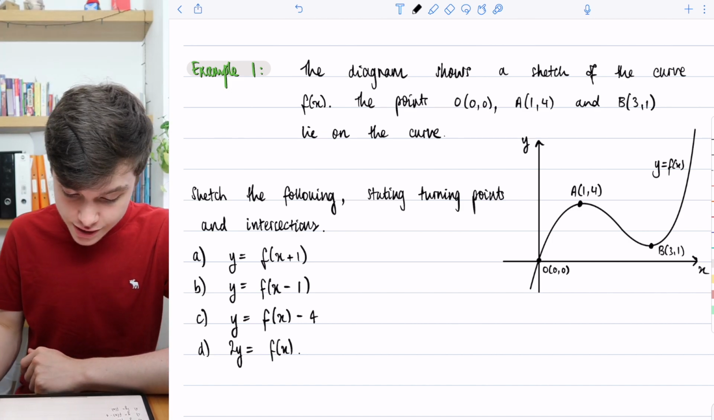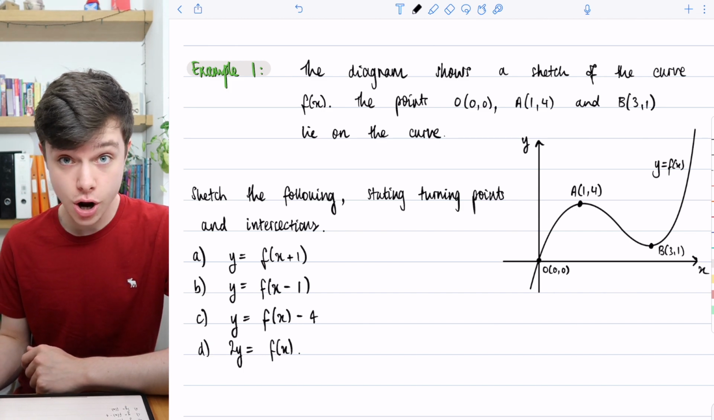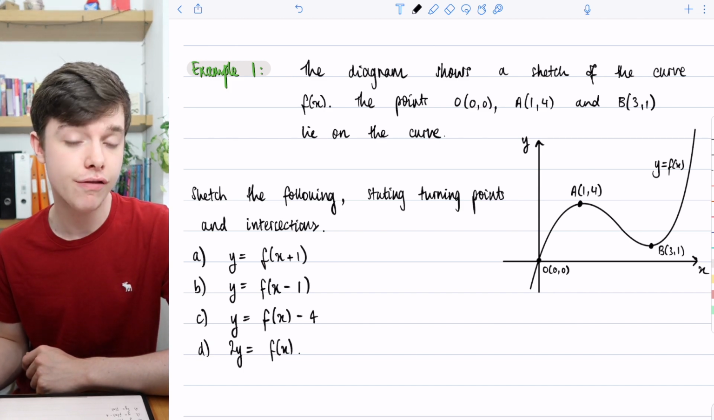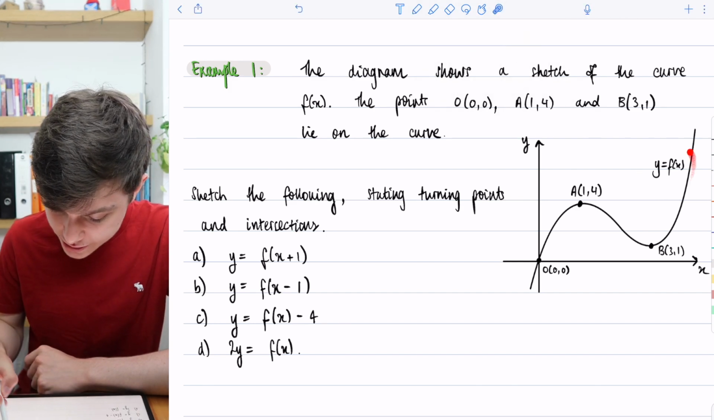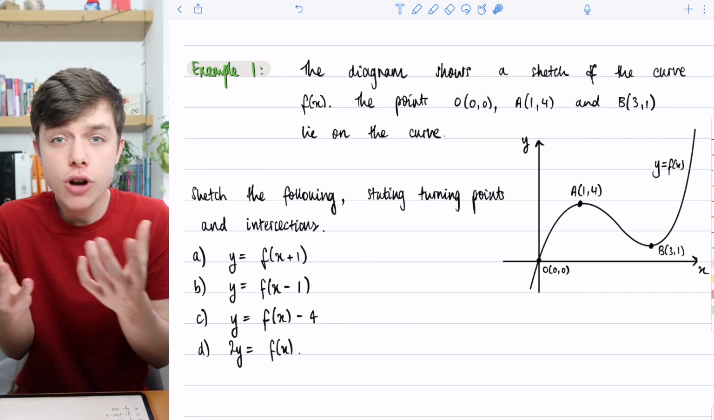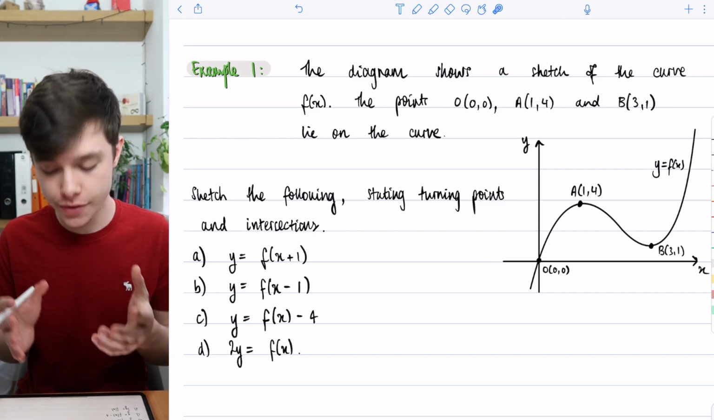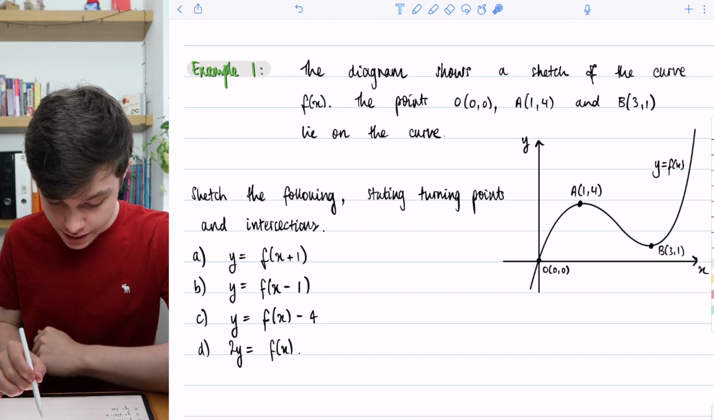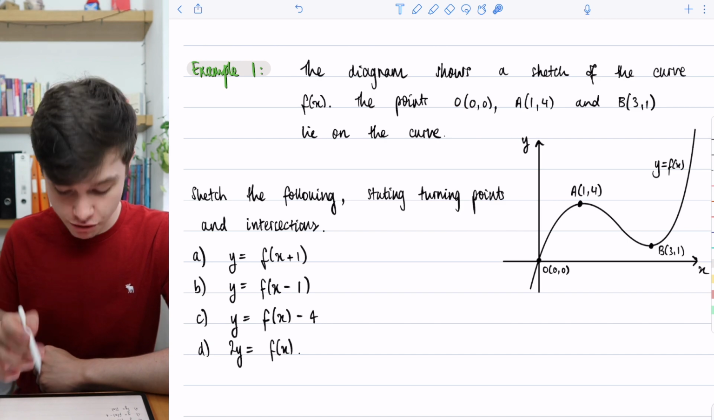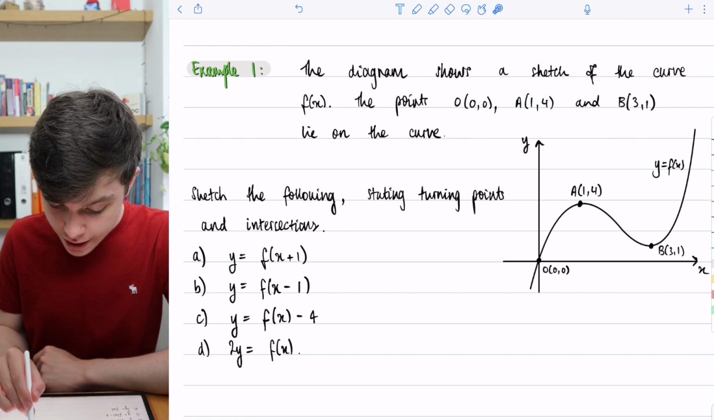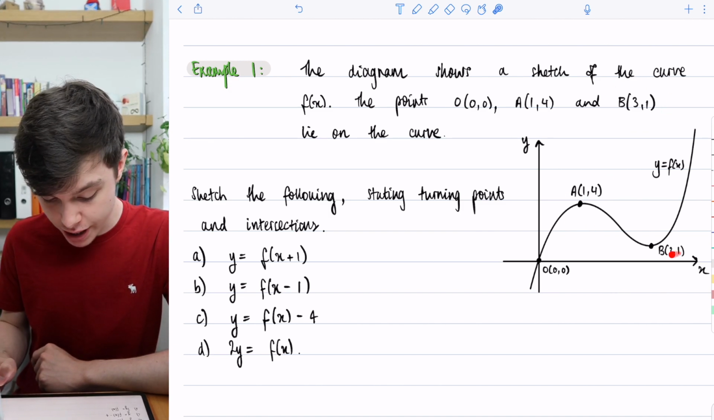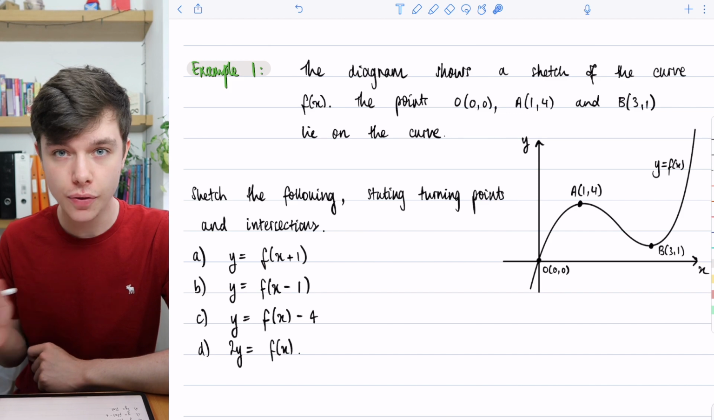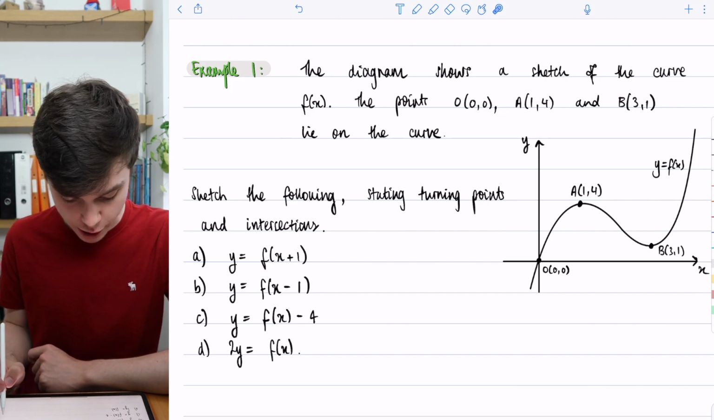So what we have is a diagram that shows the sketch of a curve f of x, okay? And it's actually y is equal to f of x. Don't know what the function is, I just know that it passes through, like it says, the point 0, or the origin, which is at 0, 0. It passes through the point A, here, which is at 1, 4, and it passes through B, which is at 3, 1. Okay, they all lie on the curve, so the curve passes through those points.